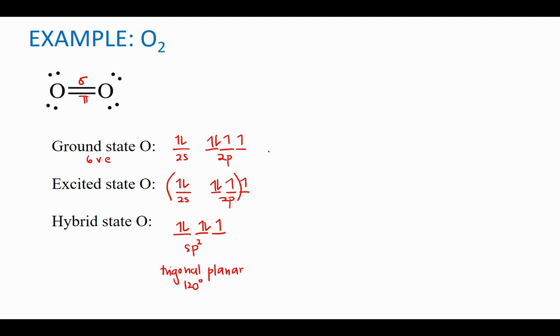Now let's draw the hybridization. So trigonal planar, bentuk dia macam ni lah. Okay. This is an oxygen atom. Okay, with two lone pair. Okay. So kita nak overlapkan dengan another oxygen atom.